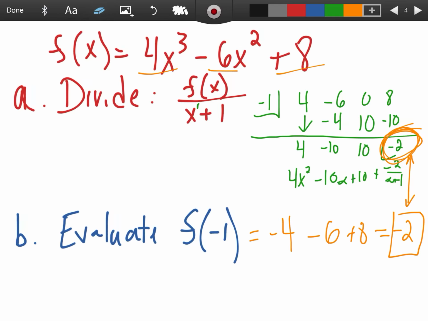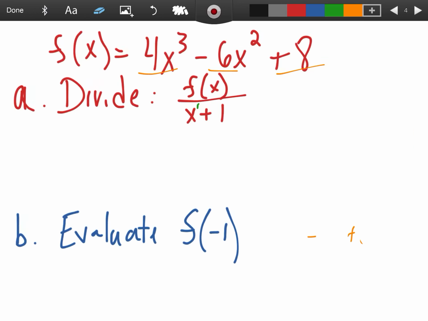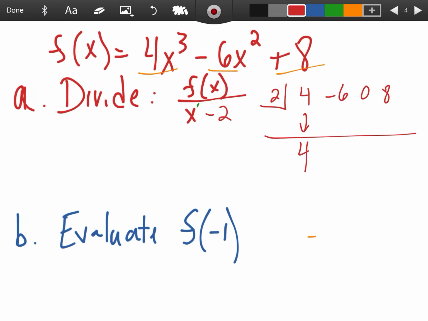Let's do one more example with this. Let's say we're dividing it by x minus 2. So I'm putting a 2 in the upper left-hand corner. I go 4, negative 6, 0, 8. Bring down the 4. 4 times 2 is 8. Negative 6 plus 8 is 2. 2 times 2 is 4. 0 plus 4 is 4. 4 times 2 is 8. 8 plus 8 is 16.